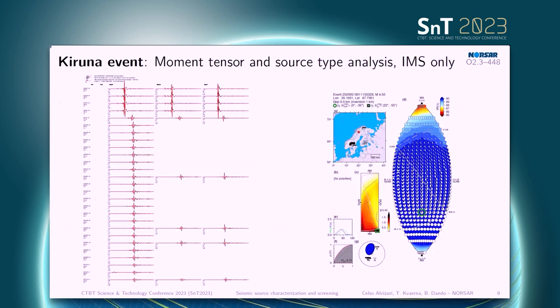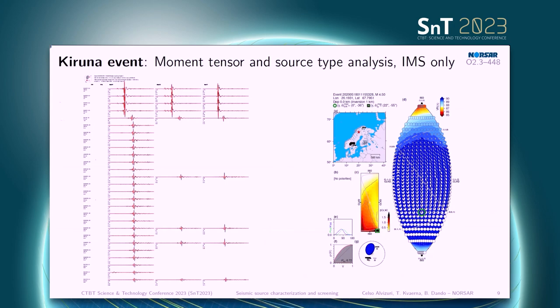Right, and the moment tensor analysis using IMS-only stations shows a decent fit between the observed and the synthetic waveforms. The figure on the left shows, in the first column, the seismograms recorded at the stations. The reds are the synthetic, and the black is the observed. So as you can see, there's a match between the observed and the synthetic.